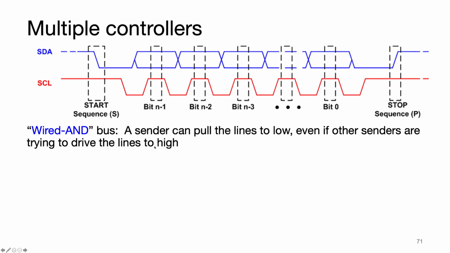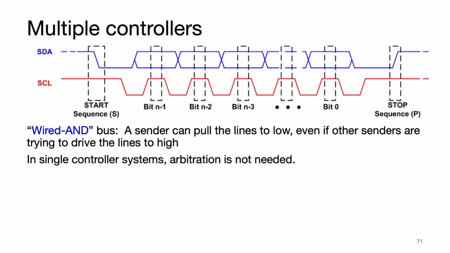This is a wired-AND situation where you get multiple devices pulling down, so there has to be some ability to do arbitration here. If there's a single controller, arbitration really isn't needed. Arbitration is the protocol, the mechanisms that we use to decide who goes first and who goes when. So if there's just one controller, it's always in control. It's the thing that's pulling down the data line and toggling clock. But there are conditions where you could have multiple controllers.